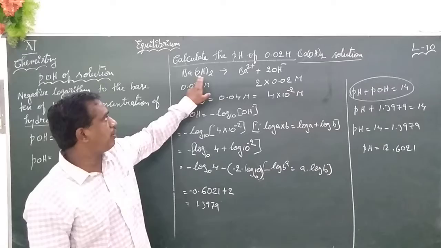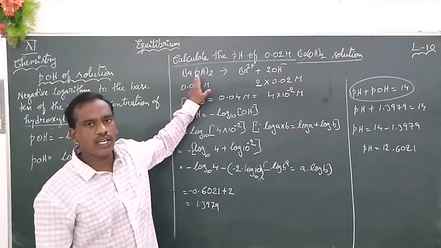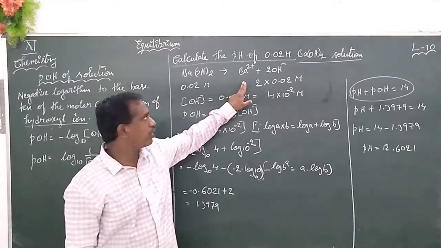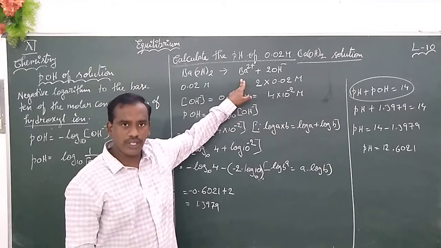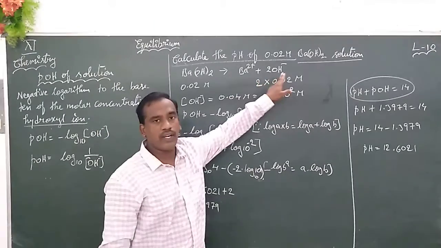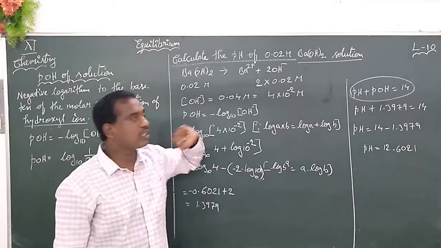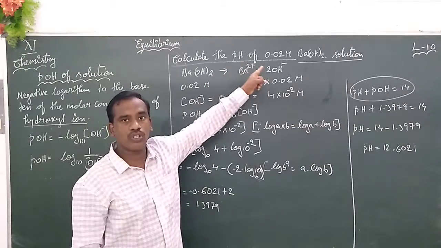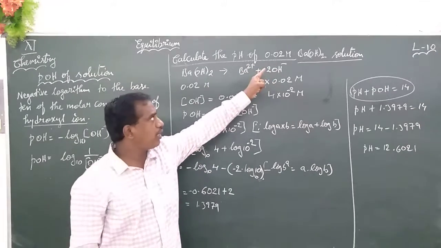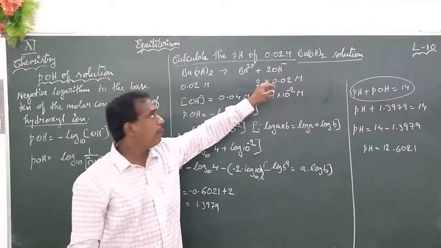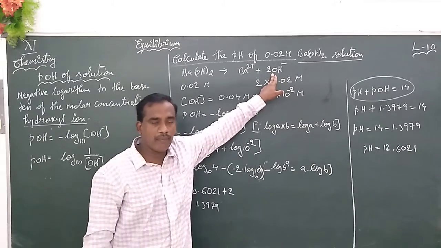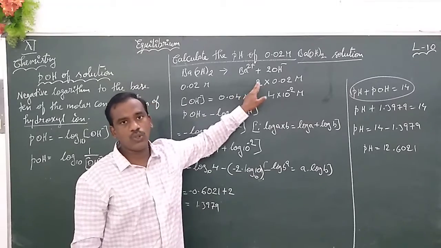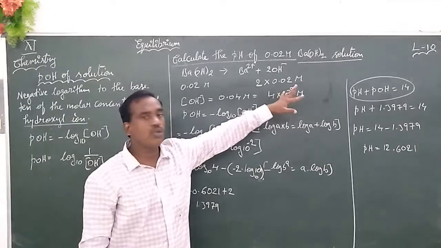This one will be in the form of an equation. Barium hydroxide dissolved in water will give barium ions, the two-charged Ba2+ ion, plus 2 hydroxide ions. But what is the concentration of the solution given? Molarity 0.02 molarity. But how many of them are given when they are dissolved in water? 2 of them are produced. So we say 2 into 0.02 molarity.